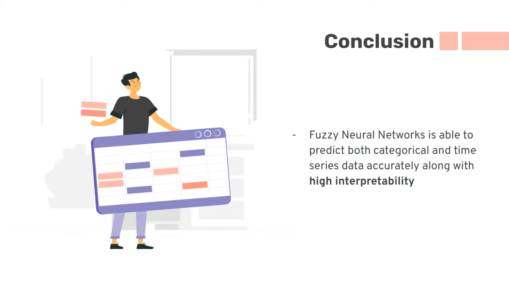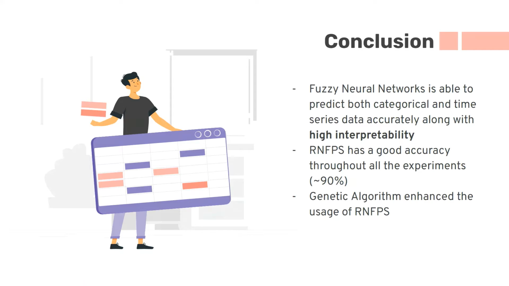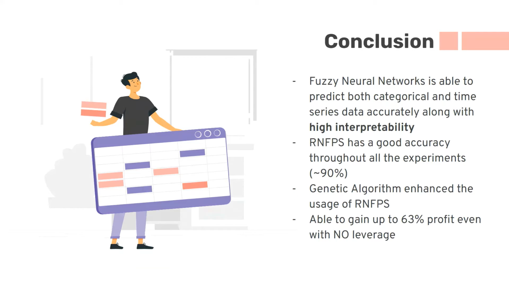To conclude, fuzzy neural networks are able to predict various types of data accurately along with high interpretability, which could not have been done otherwise. RNFPS has a good accuracy throughout all the experiments. The genetic algorithm enhanced the usage of RNFPS. With the automated trading strategy applied, it is able to gain up to 63% profit even with no leverage used.